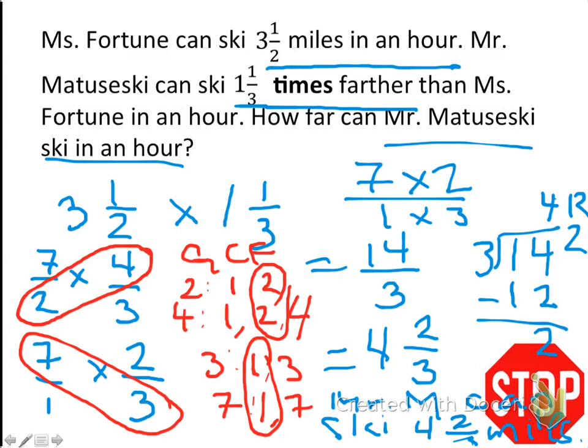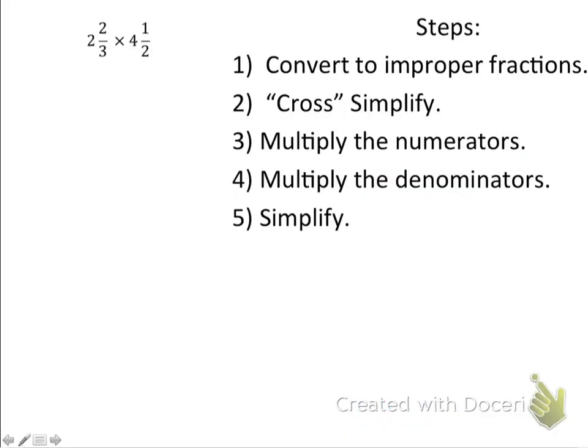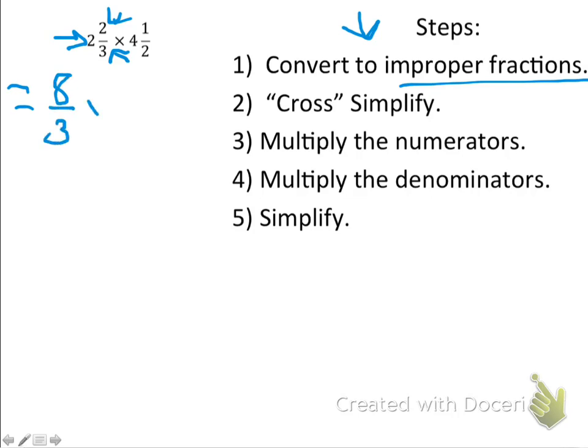I'm going to do one more example. We are going to multiply together 2 2/3 times 4 1/2. Again, I have our steps written here so we can follow along. Our first step is to convert them both into improper fractions. To do that, we take the whole number, which is the number up front, times the denominator, and then add the numerator. So we have 2 times 3 plus 2. 2 times 3 is 6, plus 2 is 8. So we have 8 over 3. The next one. Take 4 times 2 is 8, plus 1 is 9 over 2.